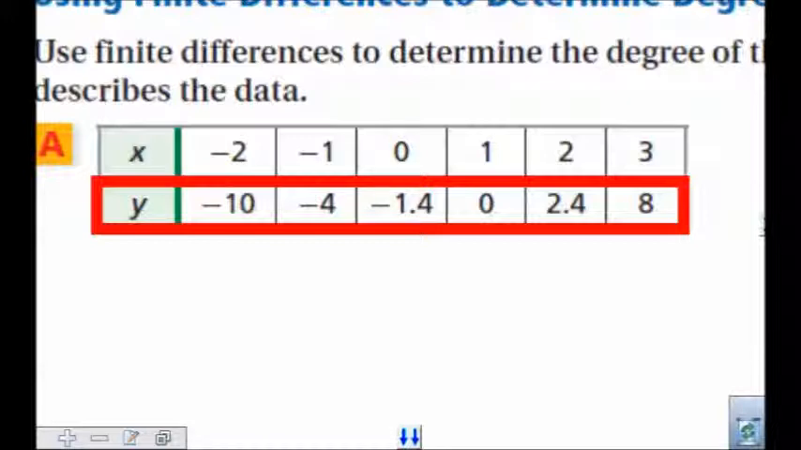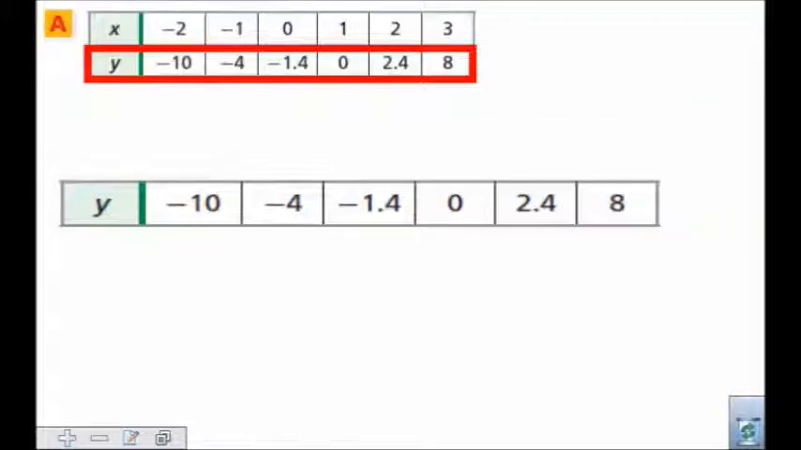One thing to note here about these values is as you go from -10 to -4, we're going to find the difference change there, and from -4 to -1.4, we're going to find the change there, and we're going to continue this pattern until we get to the very end, finding differences along the way. So let's go ahead and find those changes.